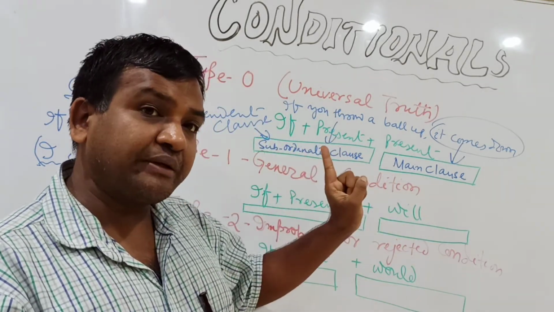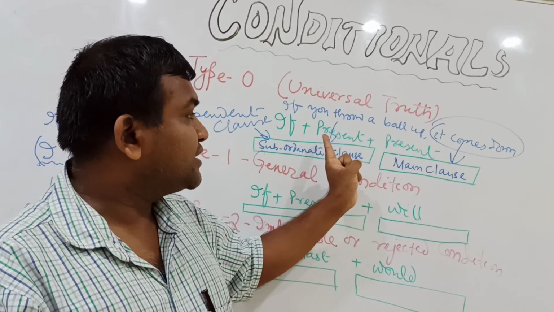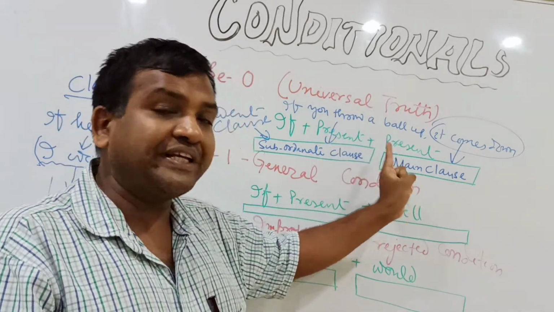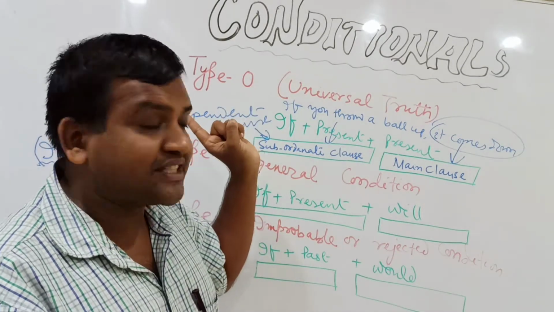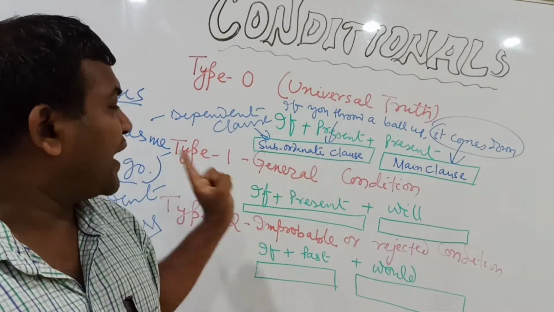And one more important thing: if plus present tense, then another present tense will be used. This is called Type 0, universal truth. Now come to Type 1.